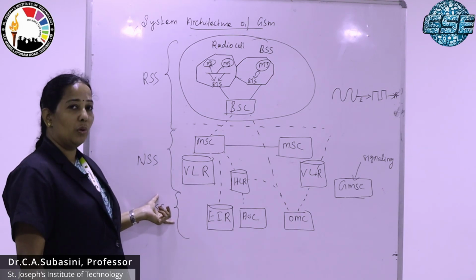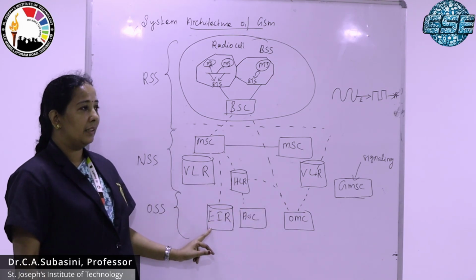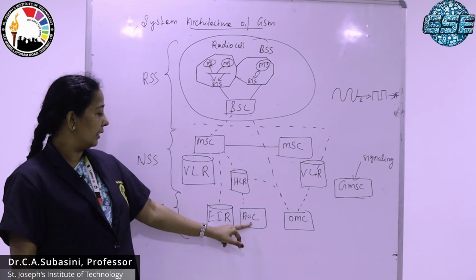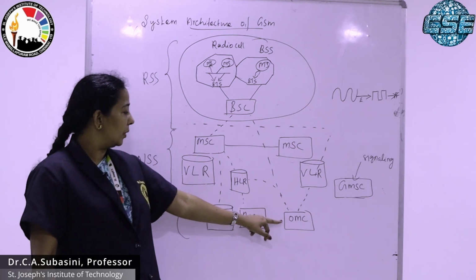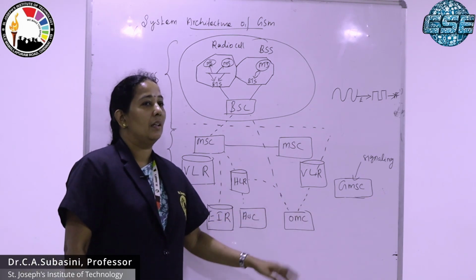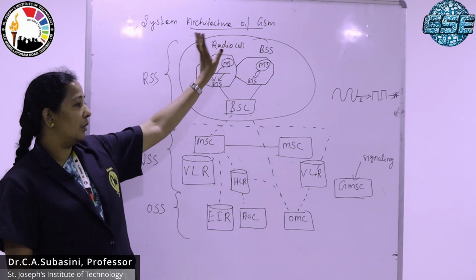And last we have OSS. In this OSS we have three different components: EIR, equipment identity register, AUC, authentication center, and OMC. OMC is the operation maintenance center. So these three different parts are available in the system architecture of GSM.